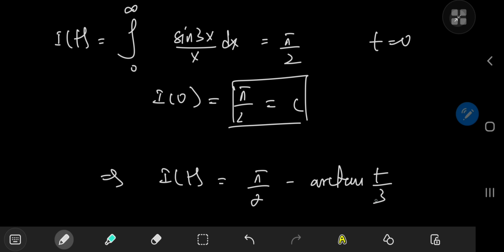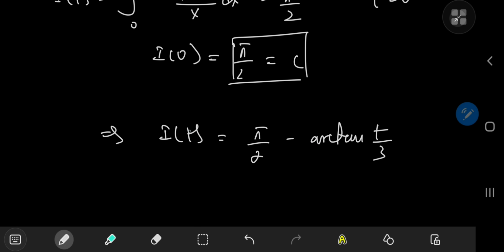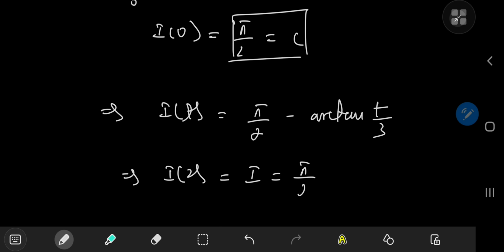So finally, we have I of t being equal to pi by 2 minus the inverse tangent of t by 3. And we were interested in the case of t being equal to 2, right? So this implies that I of 2, which is our target integral I, equals pi by 2 minus the inverse tangent of 2 by 3.